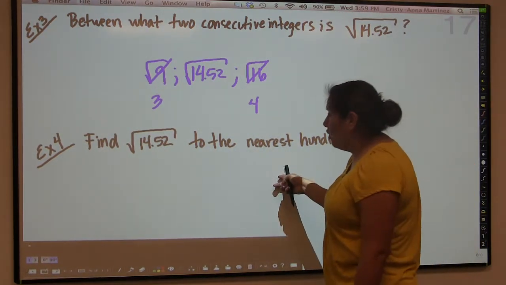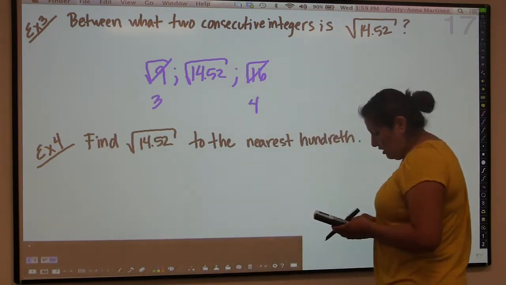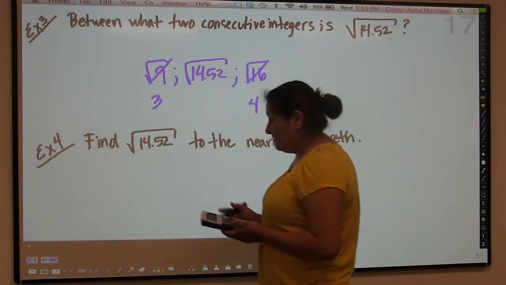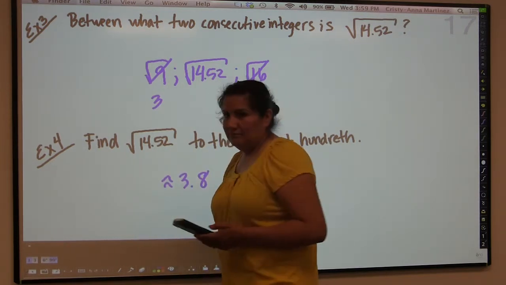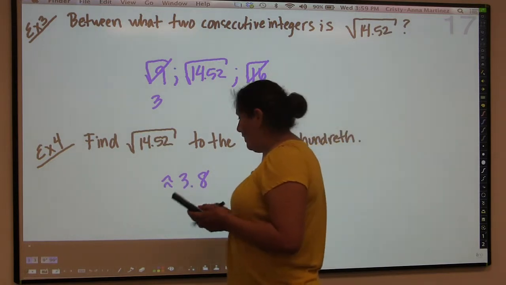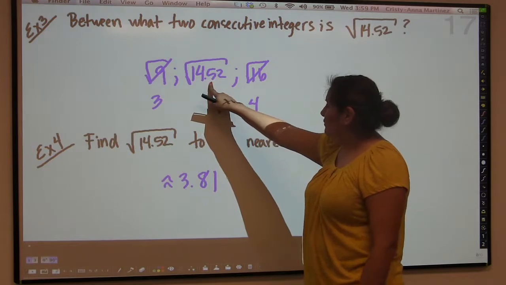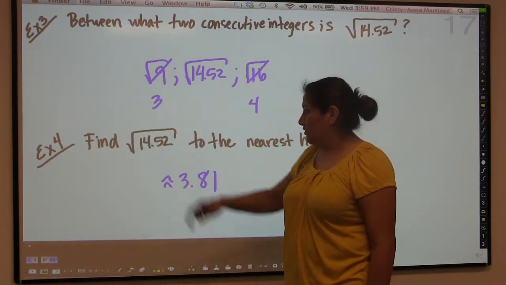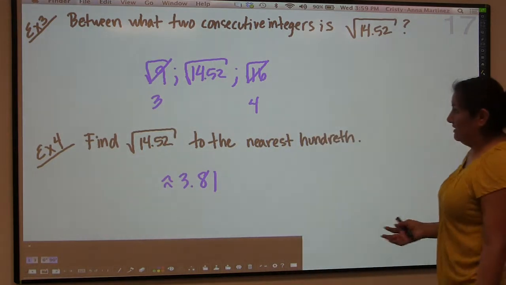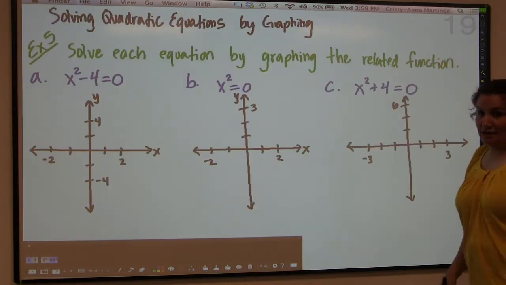So then in example 4, you can actually use the calculator to find the exact square root of 14.52, which is, like I said, approximately 3.8, to the nearest hundredth, so 3.81. All right? So notice that because the 14.52 is closer to the 16, your decimal is closer to 4 as opposed to closer to 3. So that is all you have to do for those examples. And you can try that little guy right there. Happy hunting. And that pretty much takes care of 10.3.